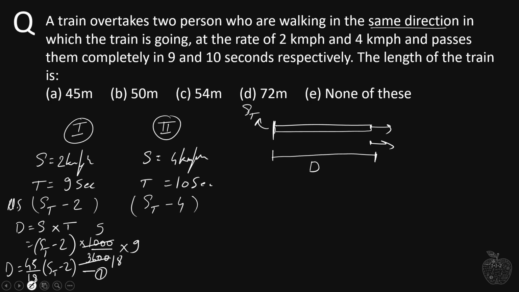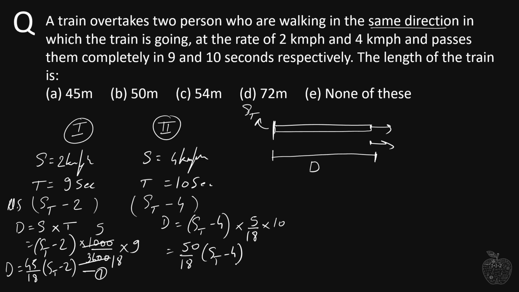Okay, now let's do the same for this second person as well. We know that distance is equal to speed into time. Speed here is st minus 4. Again we convert this kilometers per hour into meters per second. For that we multiply it by 5 by 18 into time, which is 10 seconds. Okay, so this is 5 tens are 50 by 18 into st minus 4, right? Let's call this equation 2.